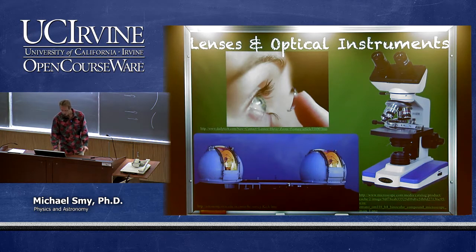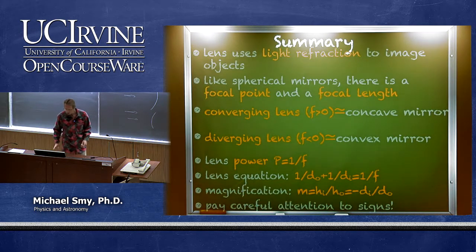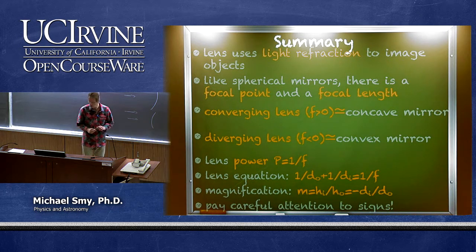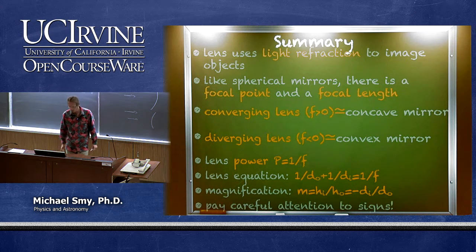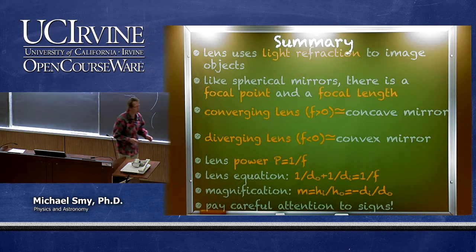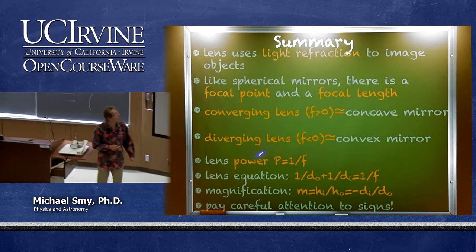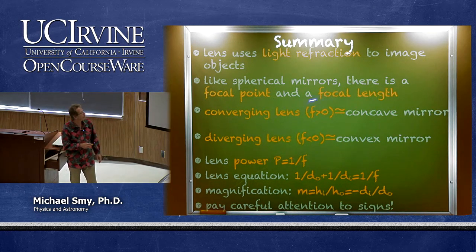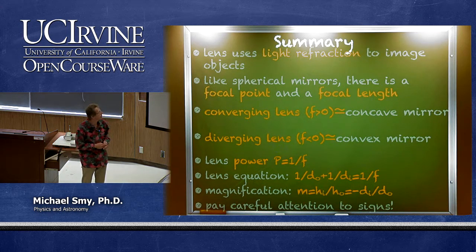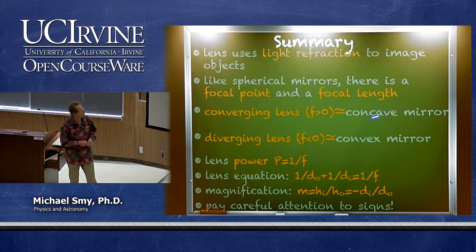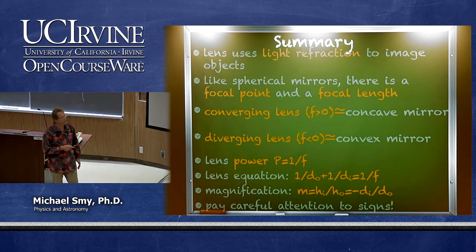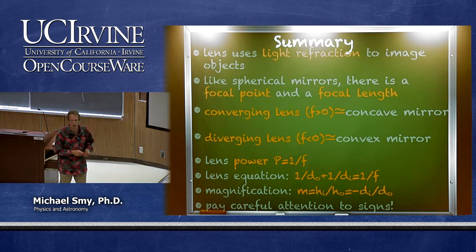So we moved on to lenses and optical instruments. A lens uses light refraction to image objects. And like the spherical mirrors, there's a focal point and a focal length. And one distinguishes the converging lens from the diverging lens. So converging lenses are described with a positive focal length, and diverging lenses are described by a negative one. And that corresponds to the concave mirror and the convex mirror. Be careful, the converging lens can be convex or concave. It depends on the index of refraction that is used.